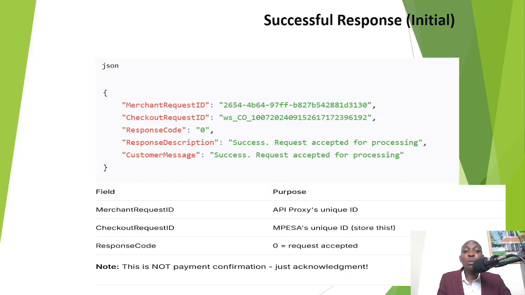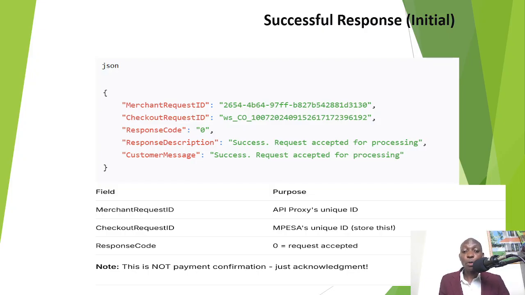Remember, here we are dealing with response, but for callback we will be dealing with result. So merchant request ID is API proxy unique ID. Remember, Daraja interacts with M-PESA with the help of API proxy. Checkout request ID. This is the M-PESA unique ID. Store this. Remember, this will be the unique identifier of your STK Push transaction. So it is very recommended. I usually recommend store this checkout request ID, as you will use it later to process the callback.